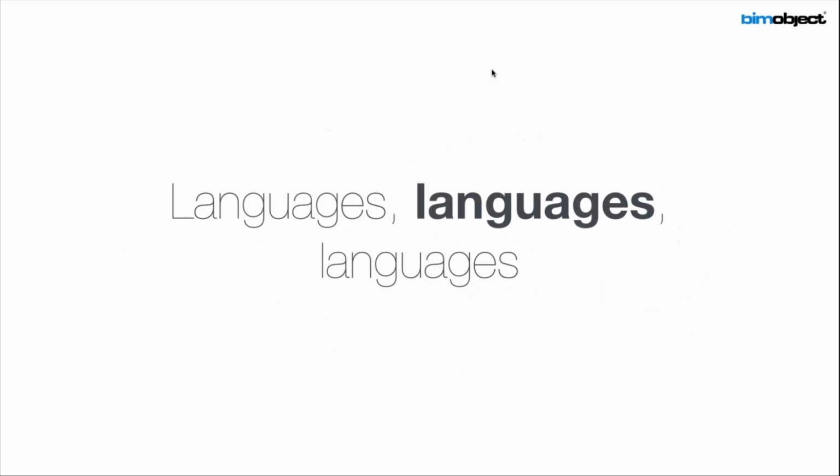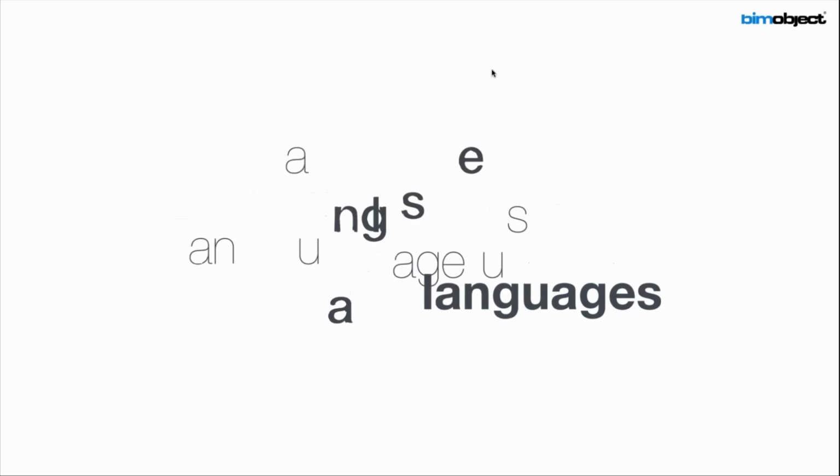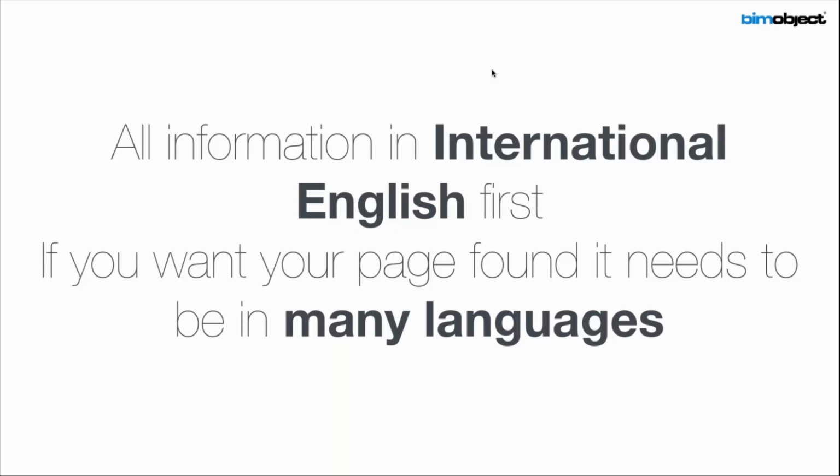And the other thing we need to speak about here is languages. Different languages. We support over 20 languages. If your products are delivered to other countries and other languages, then you've got to supply the information in those languages because people search in different ways. Importantly, and here's the key, all information by default on BIMobject should be in international English. That's our de facto language, which of course is different to American English, different to British English, other forms of English. And then other languages can be applied.